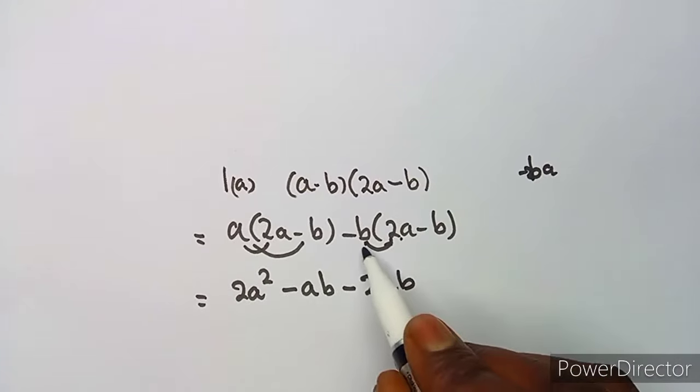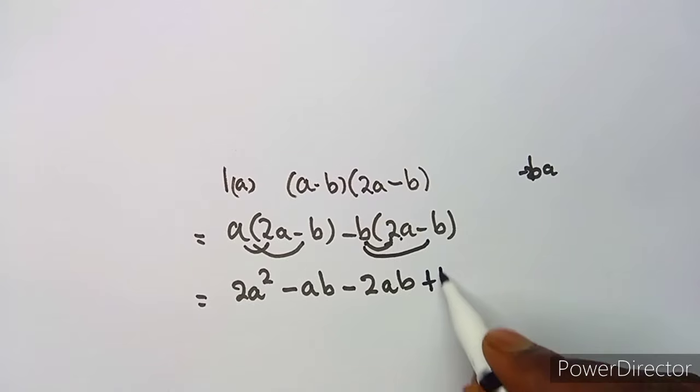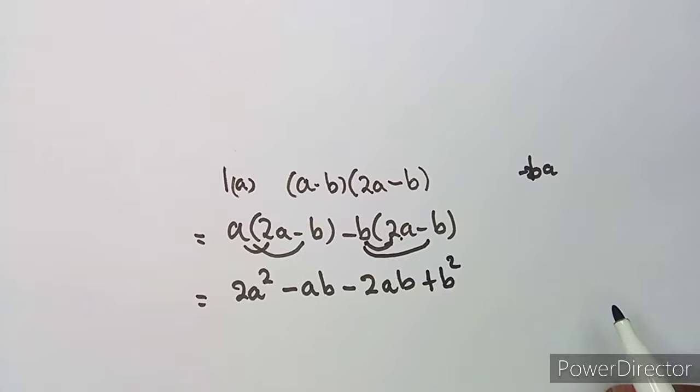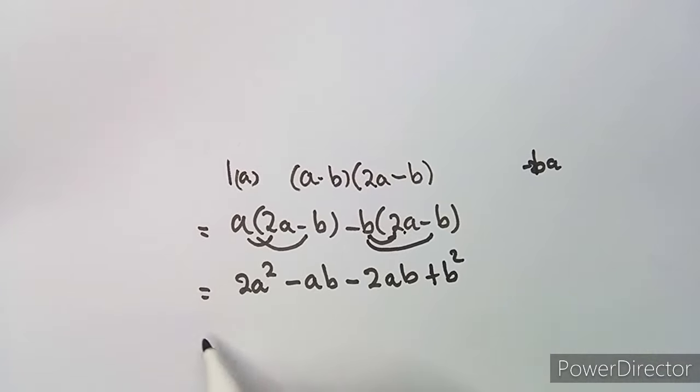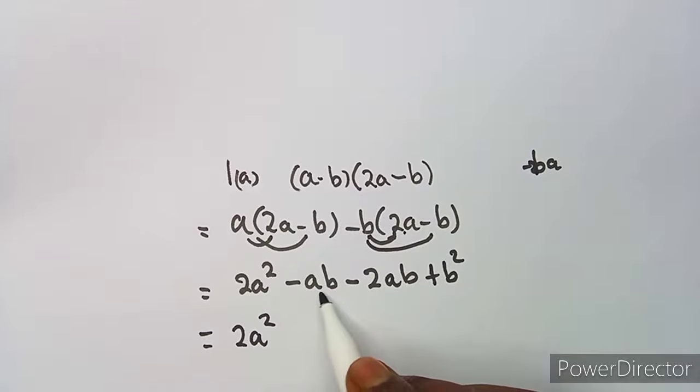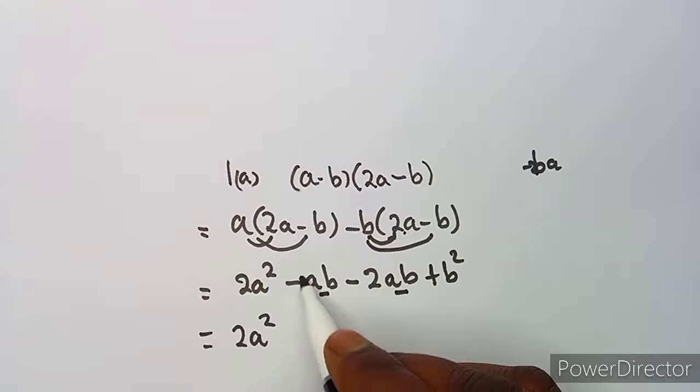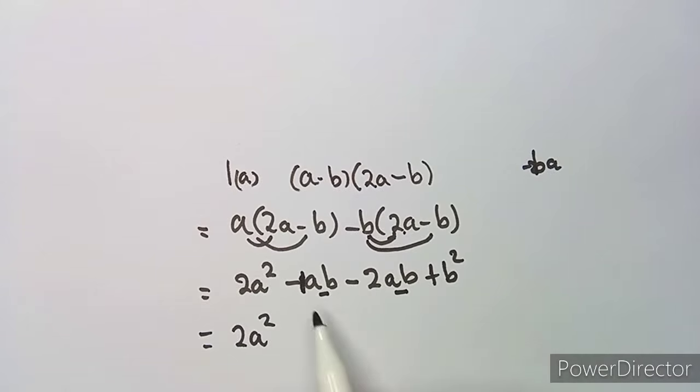All right, then we've got minus B and minus B, which is going to give us B squared. So this is going to be B squared. Now we have got our like terms, that part now we need to collect like terms on AB and AB on this part. So this is minus 1 AB minus 2, so simply minus 1 minus 2, which is minus 3 AB plus B squared.